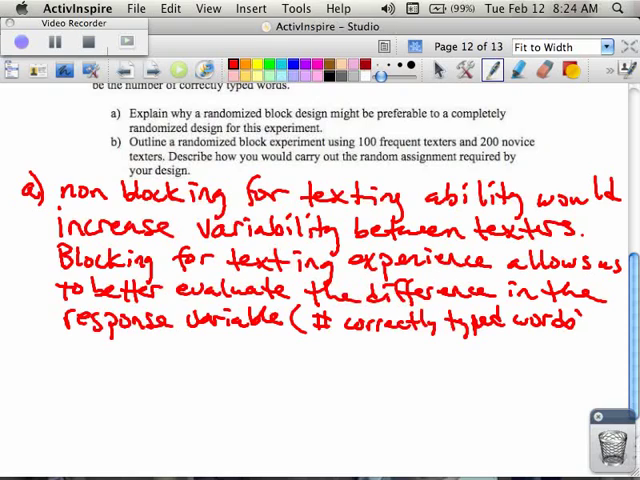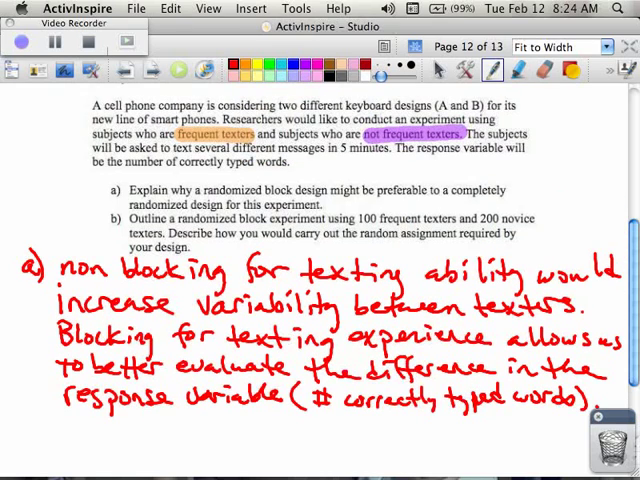So there were many suggestions in the beginning about what we could talk about that would change somebody's number of correctly typed words. But back in the paragraph, the main things that they were talking about that we highlighted were these frequent texters and non-frequent texters. So that's what you want to block for.